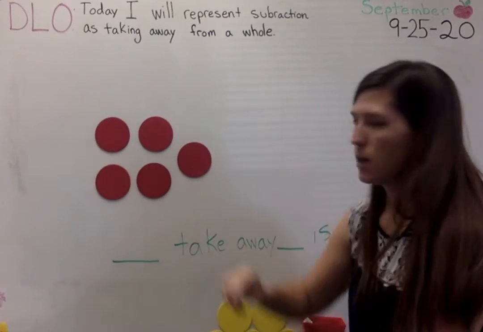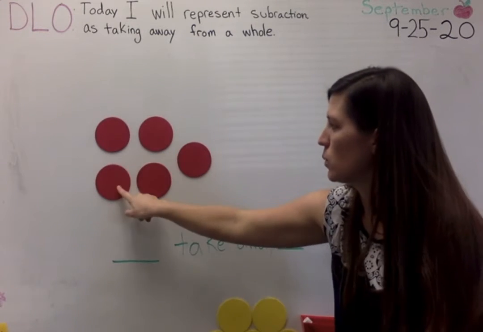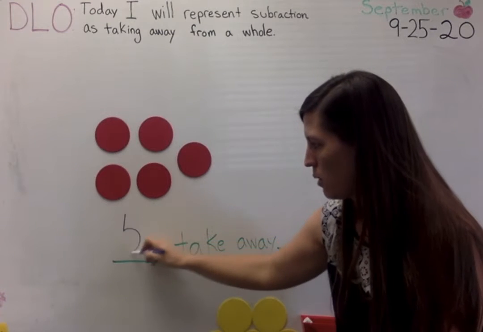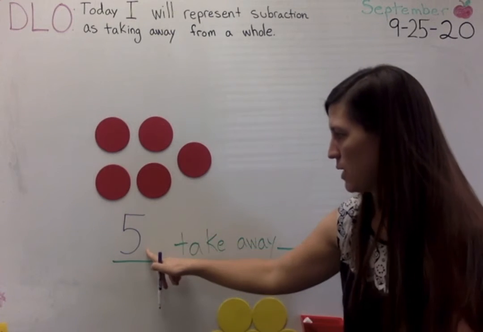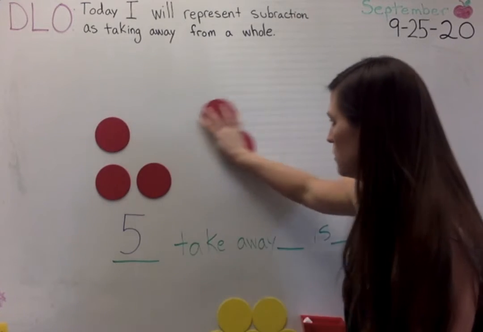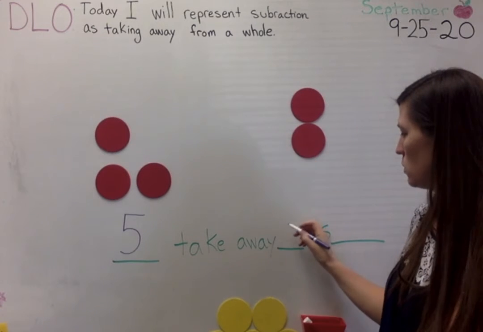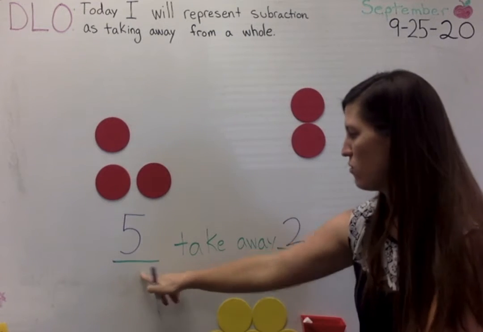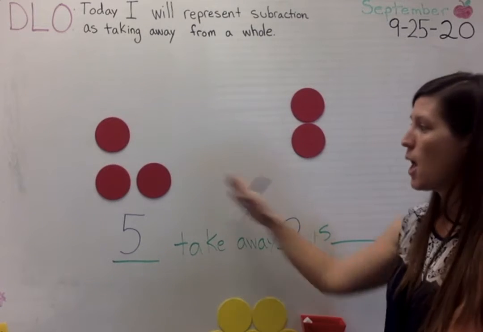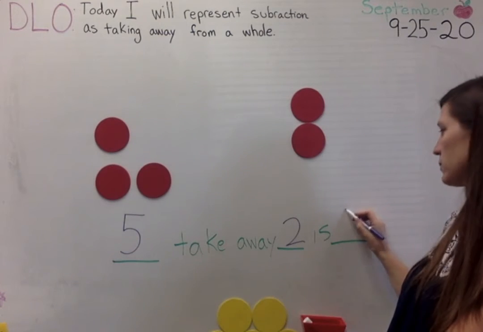All right. How many did I start with? Let's count. 1, 2, 3, 4, 5. Short neck, belly fat, Mr. 5 wears a hat. 5, take away 2. I took 2 away. 1, 2. 5, take away 2 is, how many are left? 1, 2, 3.